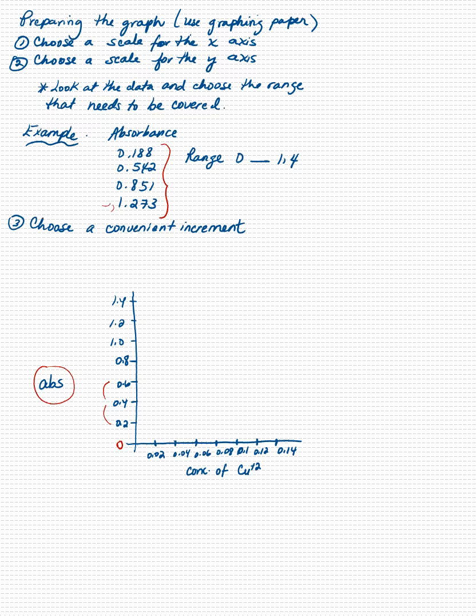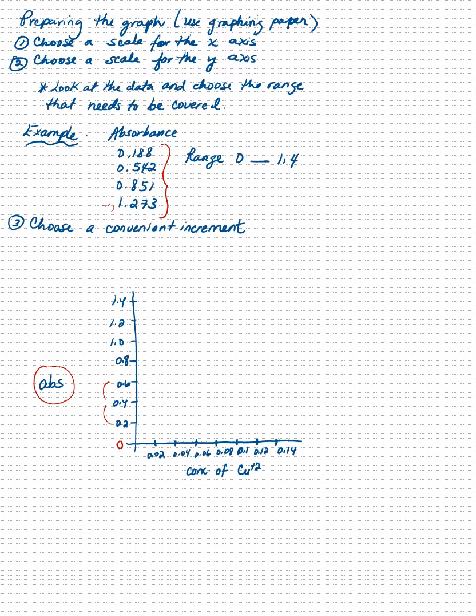So the increments that you're choosing should be good enough for the scale that you're preparing, for the range that you have. So I'm choosing 0.2 because that's convenient. I don't have too many data points, and my numbers go from 0.188 all the way to 1.273. So increments of 0.2, that's fine.